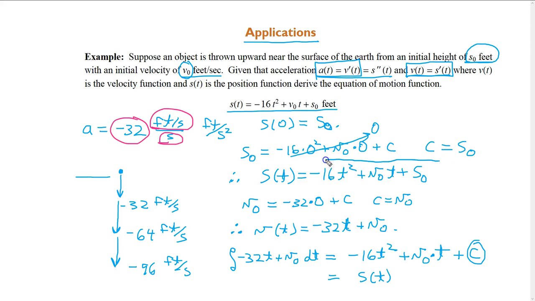And there we go. We have derived the equation of motion for an object thrown upward or downward near the surface of the Earth from an initial height of s0 feet with an initial velocity of v0 feet per second. And we obtain that by taking the antiderivative of our acceleration. When we did that, we found our velocity function, and then we took the antiderivative of the velocity function, and that gave us our position function. Now note one thing about this.